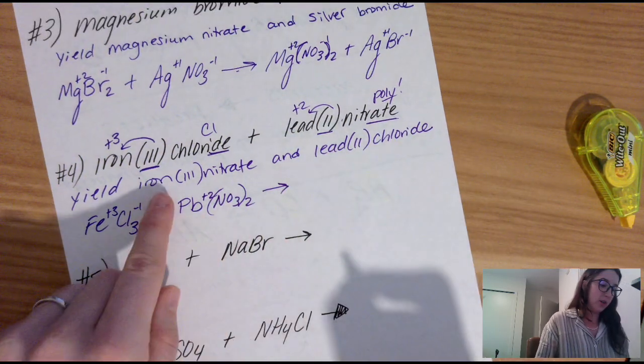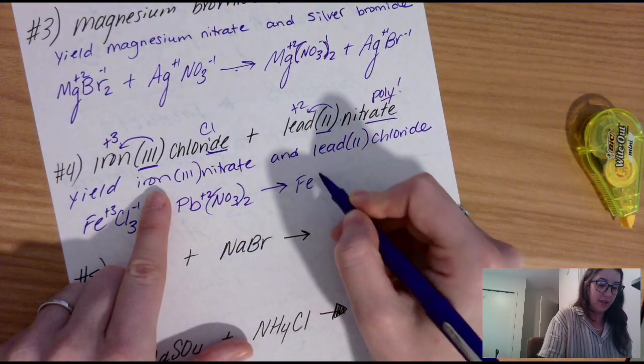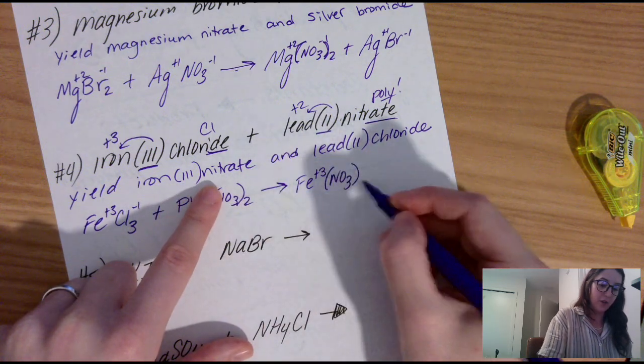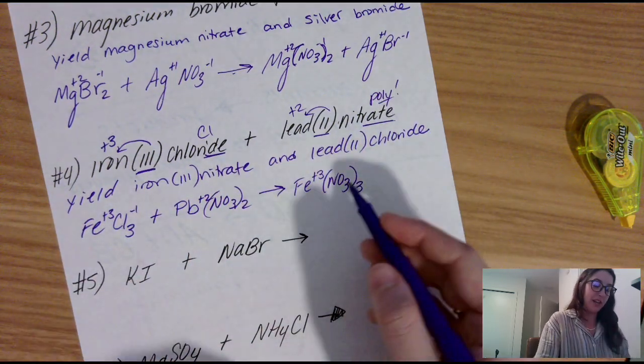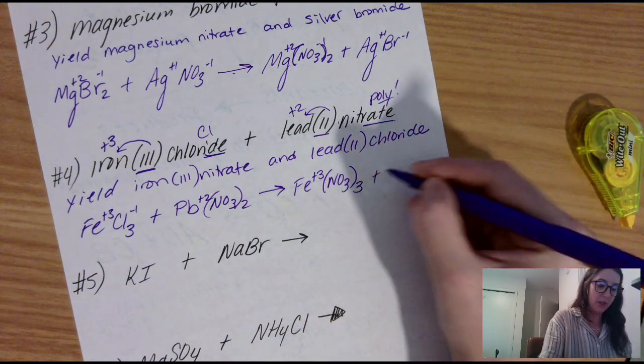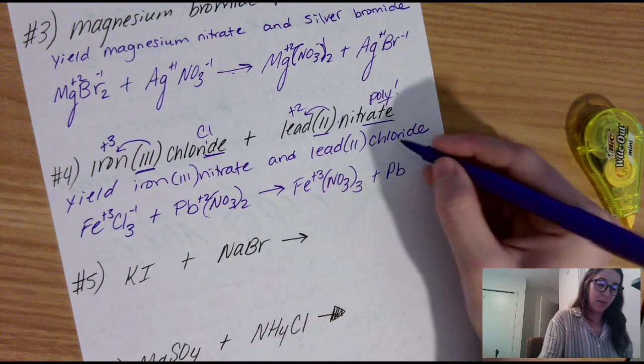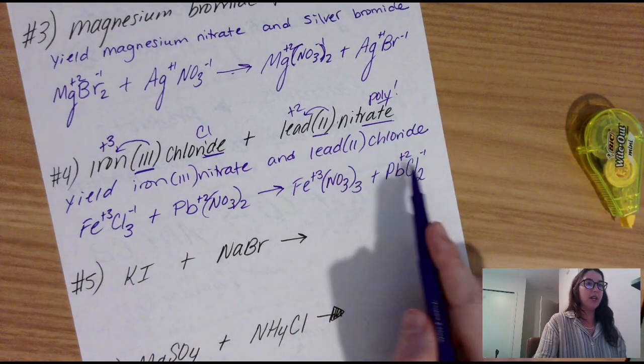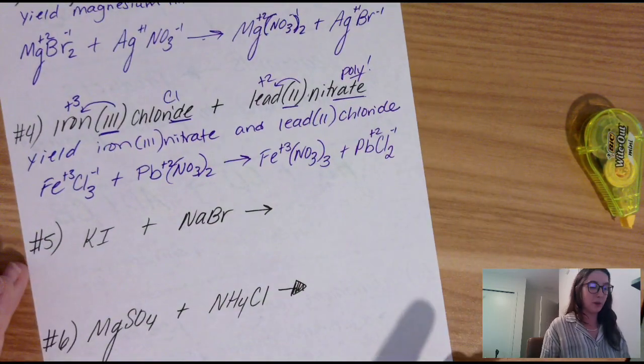I'm going to draw my arrow. I have iron, which is Fe, that's a +3 charge, nitrate, NO3, drop and swap, Fe(NO3)3, and then plus lead is Pb and Cl2, right? Because this is +2, -1, dropping and swapping to balance that out, okay?